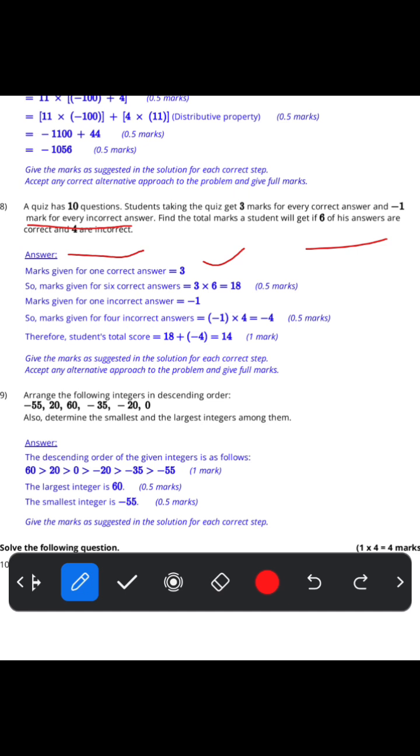So we have to find their score. So 18 plus -4. Here both have different signs, so we have to take their difference. 18 minus 4. Our answer is 14, and 18 is the bigger number. So therefore the student's total score is 14. He will get 14 marks.